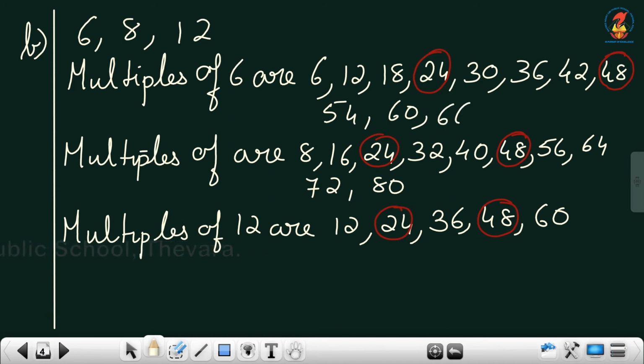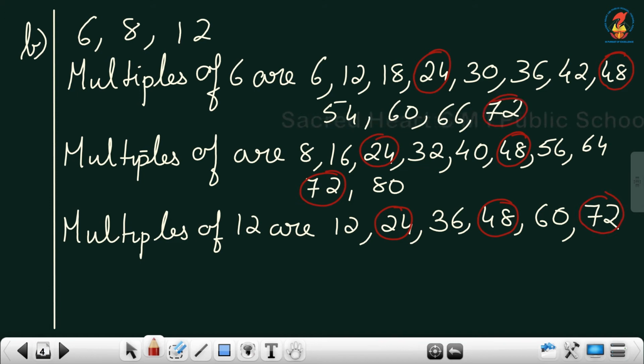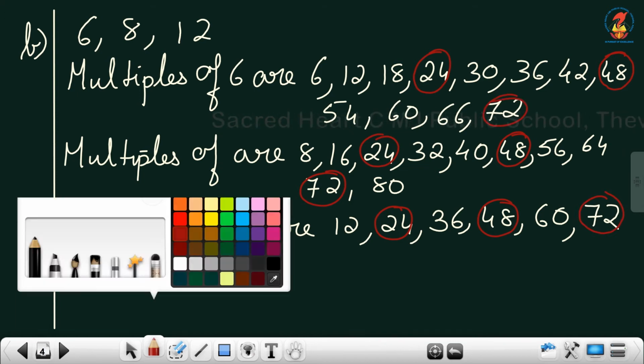This is 6 table, so 66, then you have 72. Okay. I can see 72 in 8 table, so I think we have in 12 also we are having 72. 12 5s are 60, 12 6s are 72. See? So I've got the third multiple now. See, this is the third multiple, 72. So the first 3 common multiples.